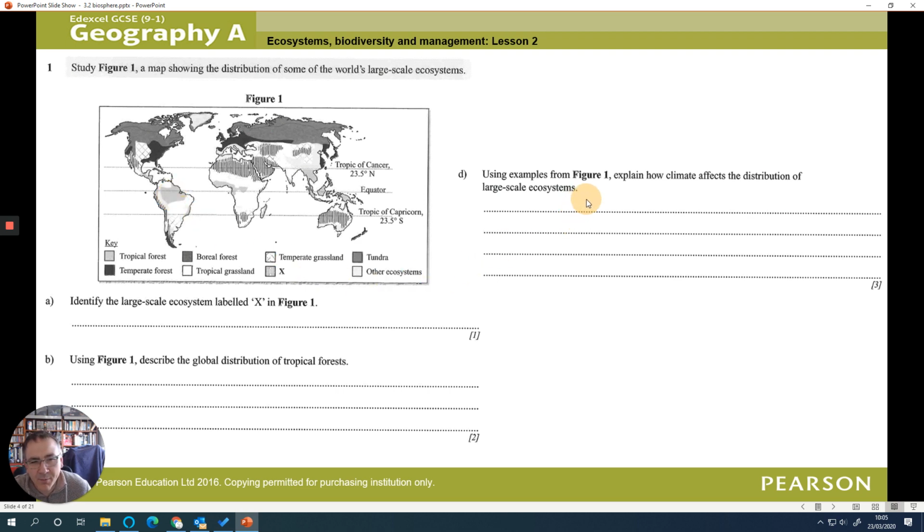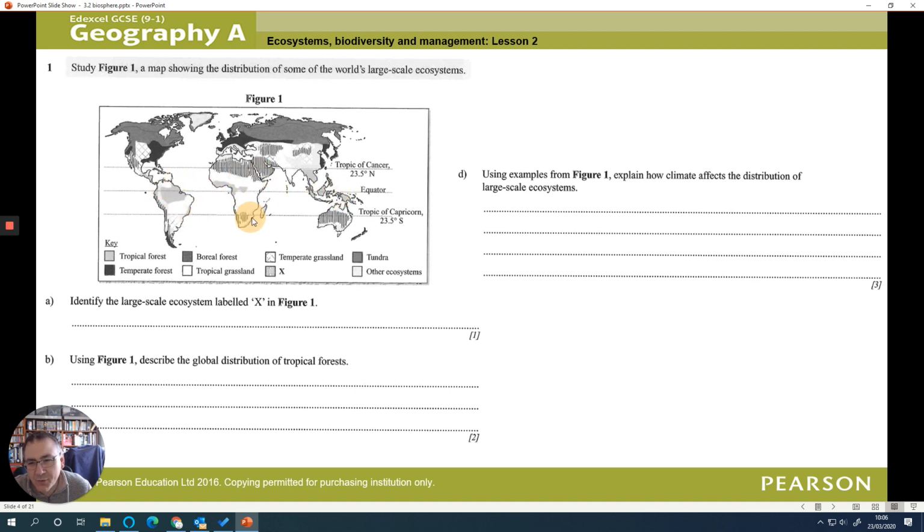You've obviously done some work previously on climates. So how does the climate affect the distribution of large ecosystems? Obviously you could talk here about how temperature and rainfall particularly affect the type of ecosystem you will get. At the equator here, we've got the tropical rainforests. We've got the heat because of the concentration of the sun, but also we've got the rainfall due to the rising air, which then cools very quickly, creating heavy rainfall.